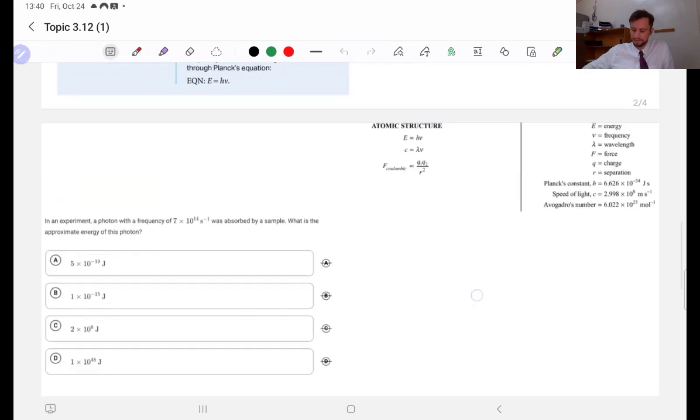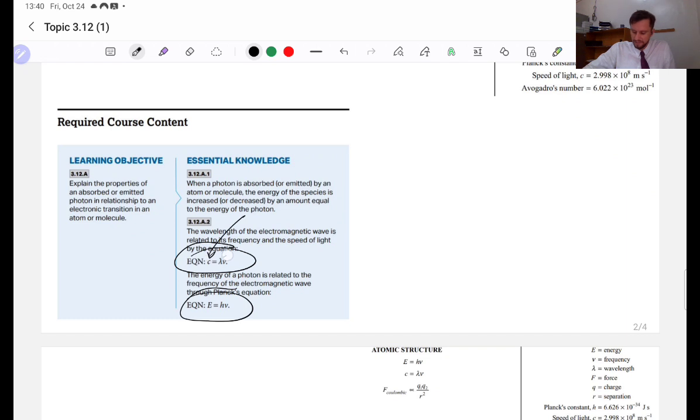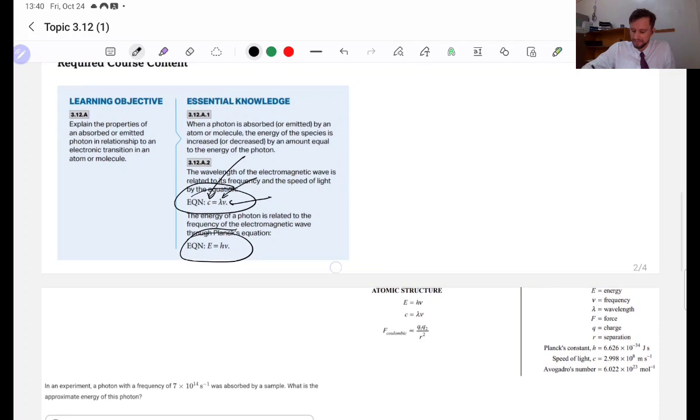I only have two examples for you, and again, it's just using these two equations, which are on your formula sheet, where the speed of light equals the wavelength times the frequency of the light. And then here, where the energy equals Planck's constant, which is on your formula sheet, times the frequency of the light. And again, you can see all of this right on your formula sheet.